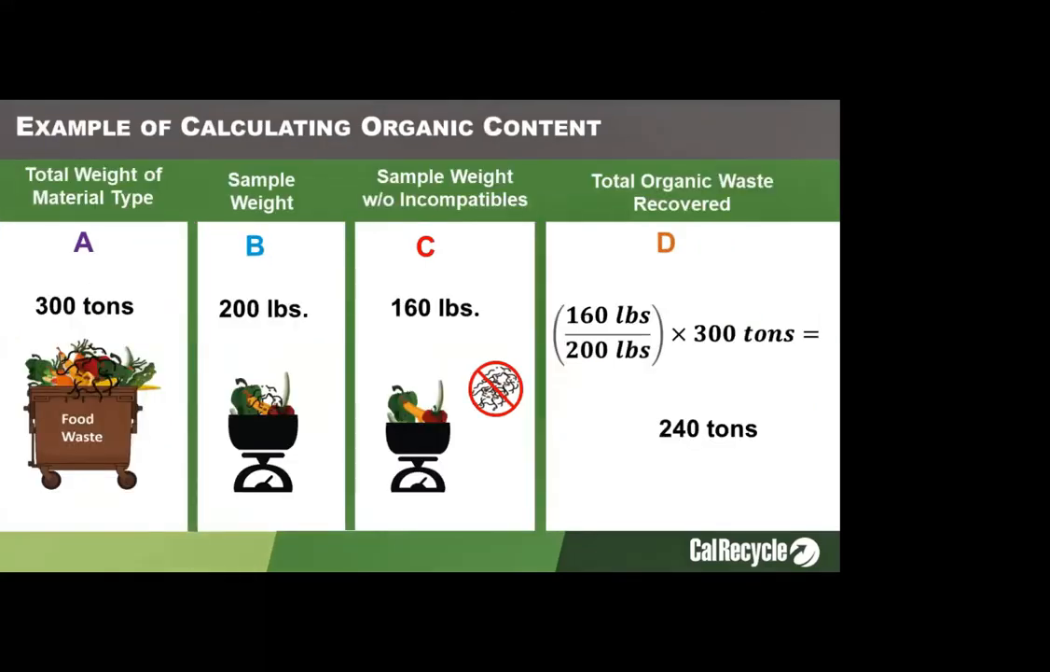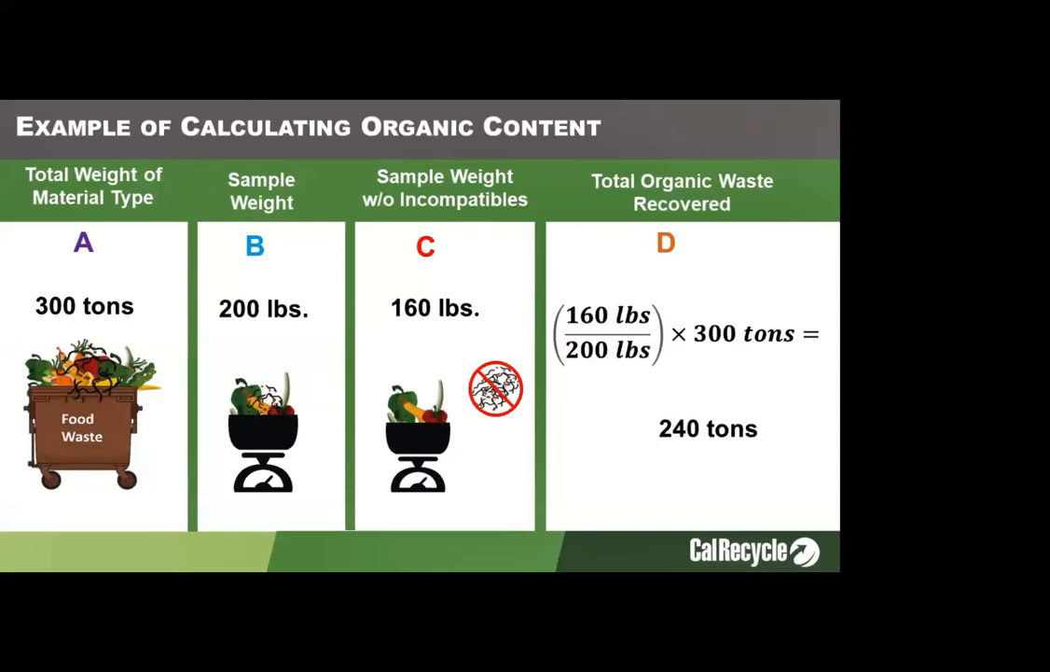For example, let's take food waste as one of the organic waste types that the facility recovered after processing. The operator determines the total weight of all the food waste recovered for that day is 300 tons. Collects a sample of food waste that weighs 200 pounds. Removes the incompatibles from the sample, the plastic, metal, glass, and any other material that the receiving facility is not designed or authorized to process.